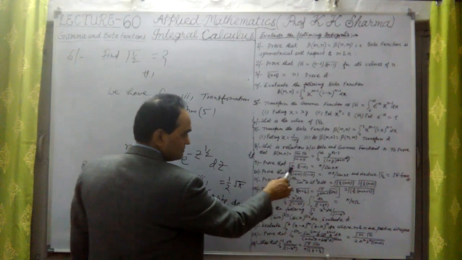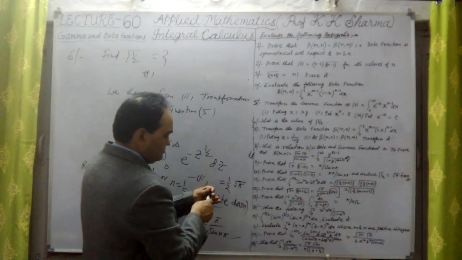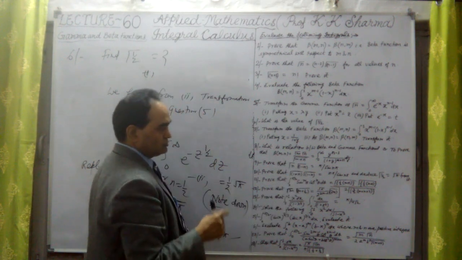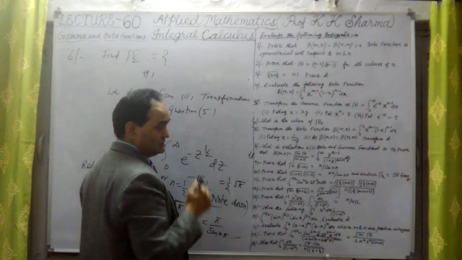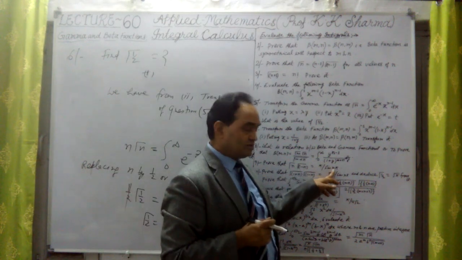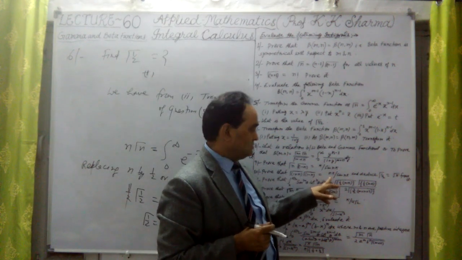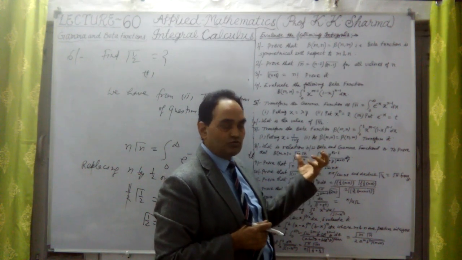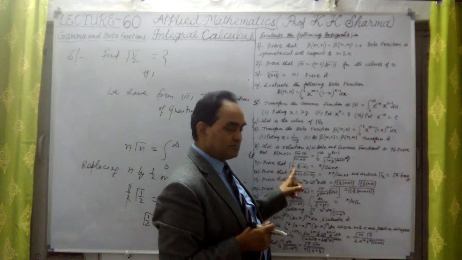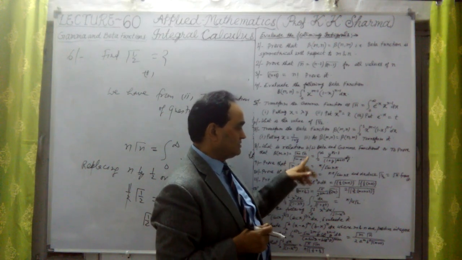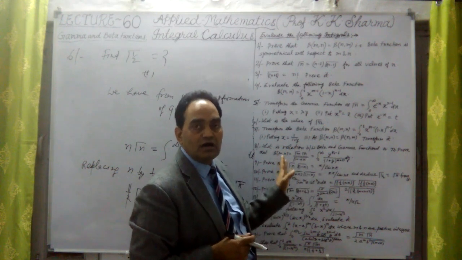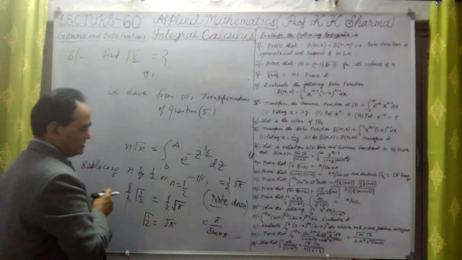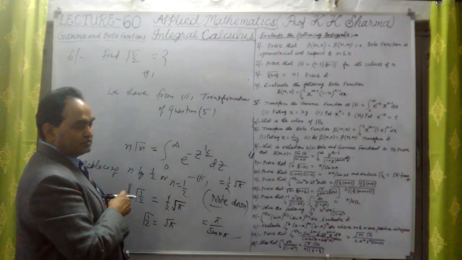From this also, if I replace n by half, it will give us gamma half, and this will also be gamma half. This is gamma half whole square. It will be equal to pi upon sine half pi, that is sine pi by 2, and sine pi by 2 is 1. So gamma half whole square equals pi. From the ninth question also, we can solve it.